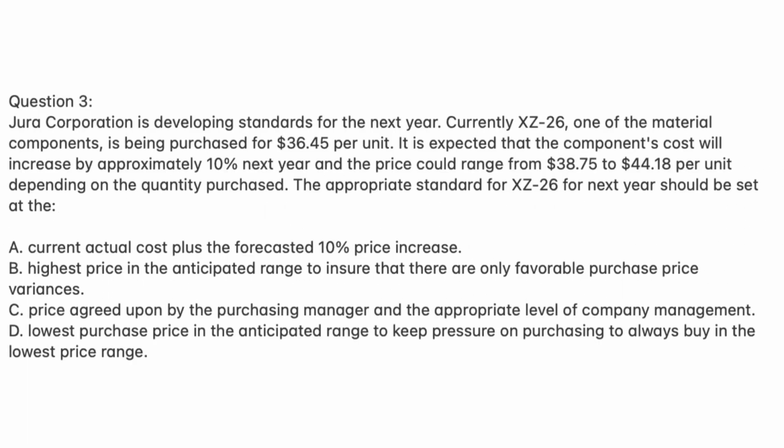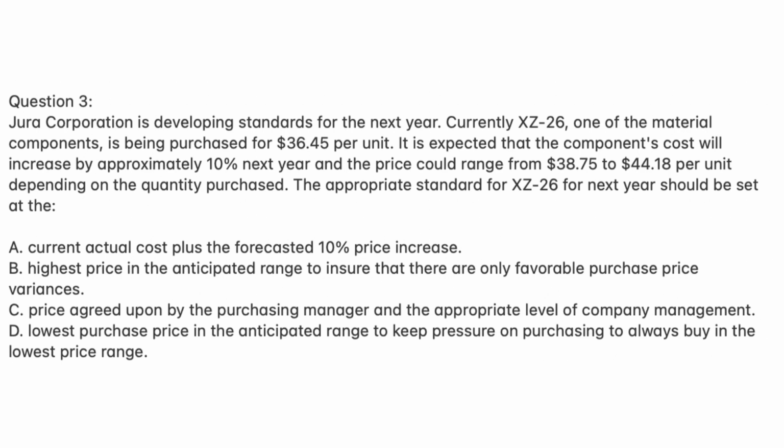Question 3. Jura Corporation is developing standards for the next year. Currently XC26, one of the material components, is being purchased for $36.45 per unit. It is expected that the component's cost will increase by approximately 10% next year, and the price could range from $38.75 to $44.18 per unit depending on the quantity purchased.